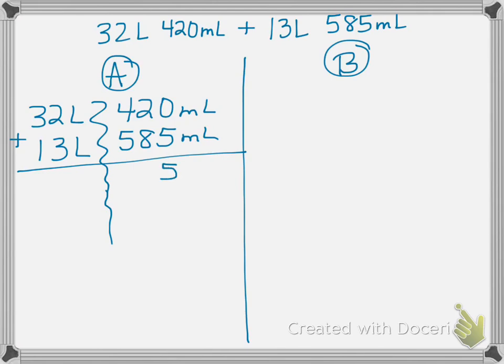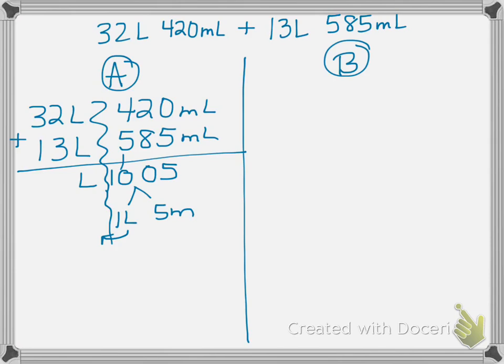0 plus 5 equals 5. 8 plus 2 equals 10. Sorry, I'm starting on the bottom instead of on the top. 4 plus 5 equals 9 plus 1 equals 10. Now, we went over 1,000. We ended up with 1,005. So if I convert that, I'm going to end up having 1 liter with 5 milliliters left that I will need to add to the liters that I get over here.